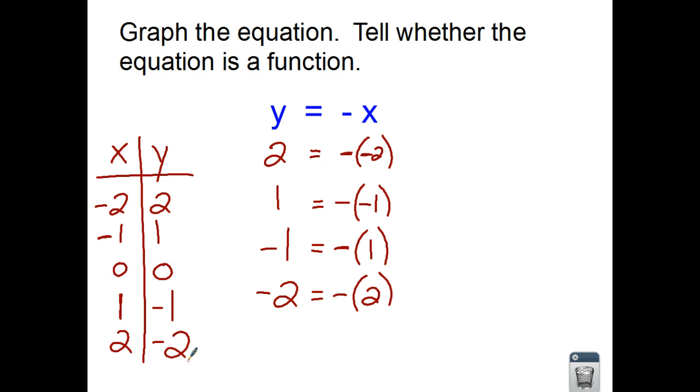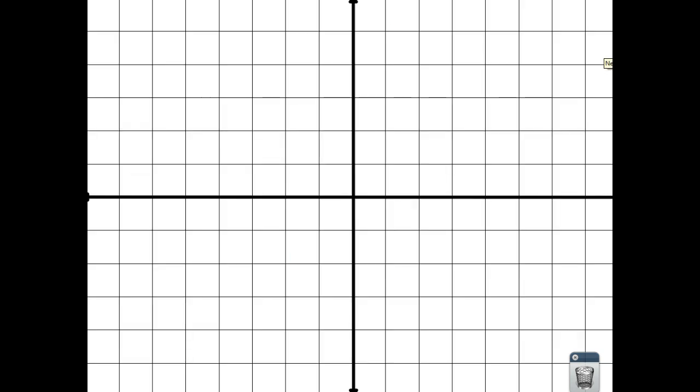I can go to my coordinate plane and I will graph all of these ordered pairs, and these are all solutions of the equation. They will create the equation and they will all work as we just tested. So let's go to our graph and graph all those points. So we have -2, 2, -1, 1. So we go -2, 2, -1, 1.